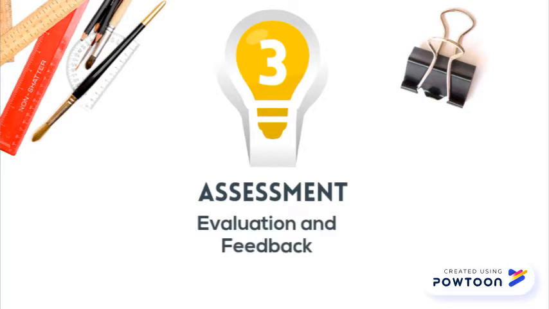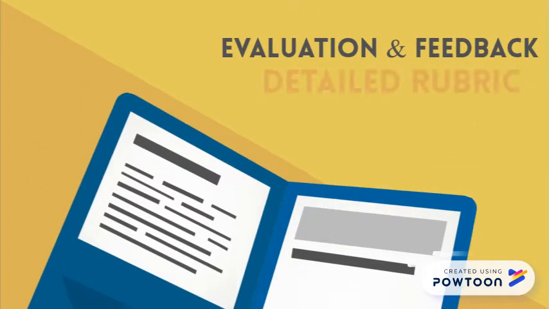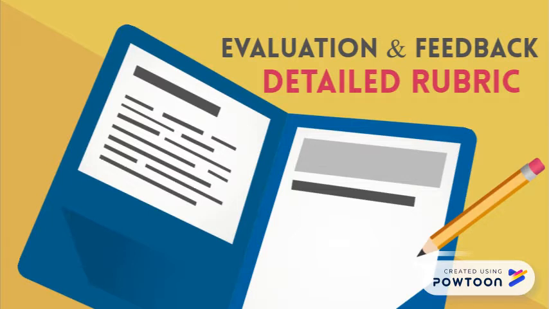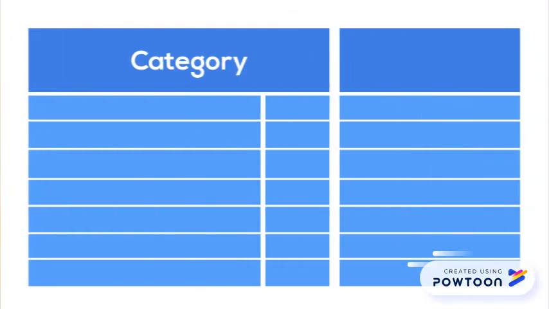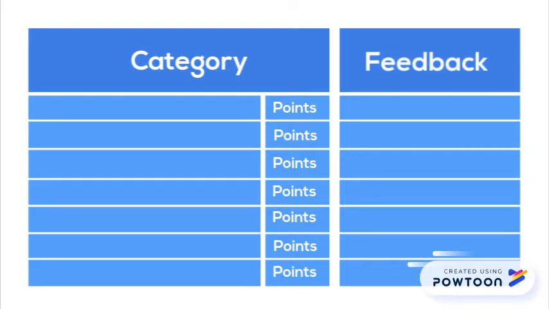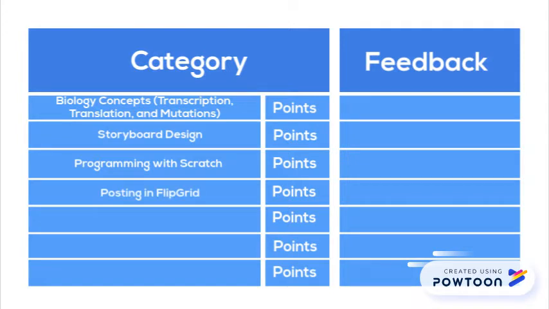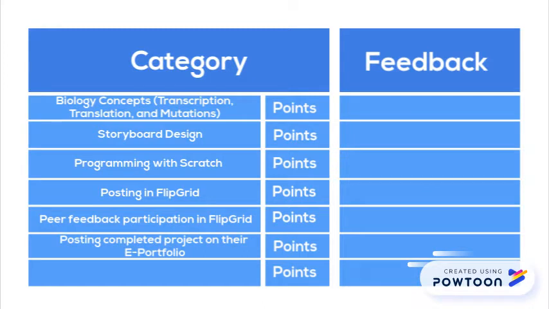Evaluation and feedback. For evaluation and feedback purposes, students will be provided with a detailed rubric. This rubric will have many categories that the students must demonstrate mastery in. Every category will have a set of points that will be assigned based on the student's work and an area for teacher feedback on each category. These categories for the rubric are biology concepts, transcription, translation, and mutations, storyboard design, programming with Scratch, posting in Flipgrid, peer feedback participation in Flipgrid, posting completed project on their e-portfolio, and submitting project to the teacher.